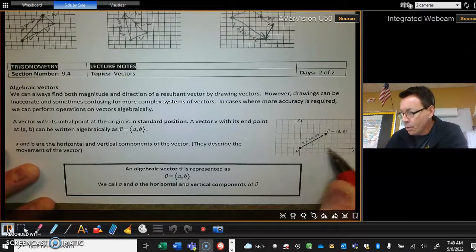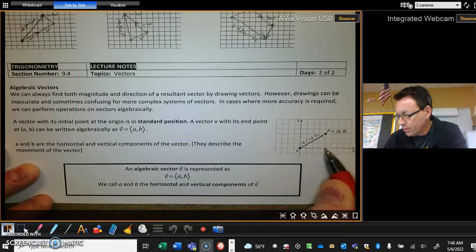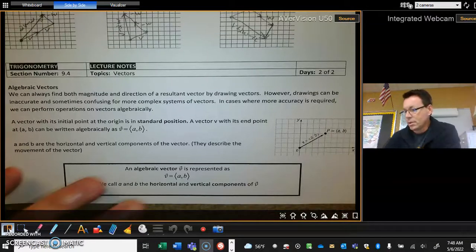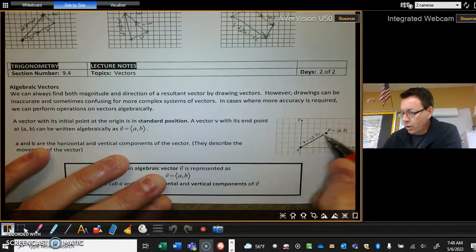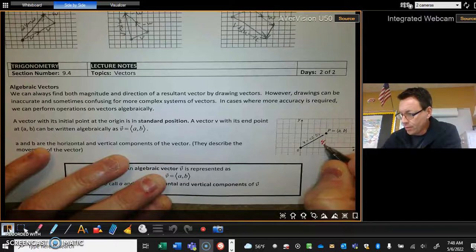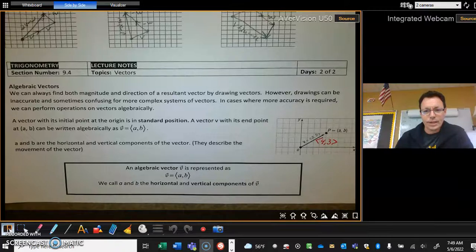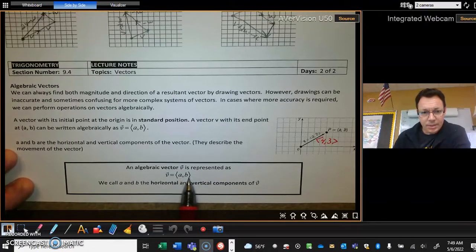Well, that movement, that 1, 2, 3, 4, and 1, 2, 3, is a way to algebraically reference a vector. So I could call this vector ⟨4, 3⟩. We use these little, they're called chevrons. They're kind of like pointy parentheses. Down here, you can probably see a better example of that.